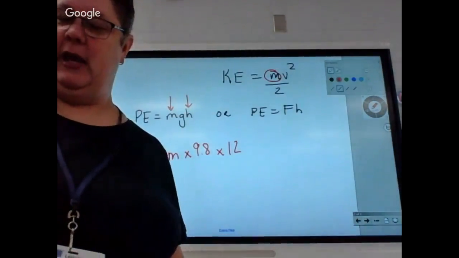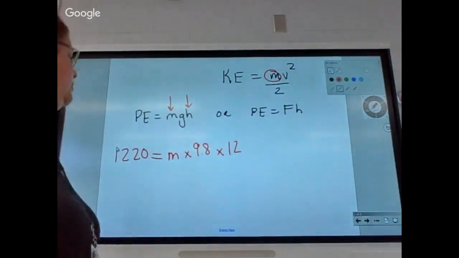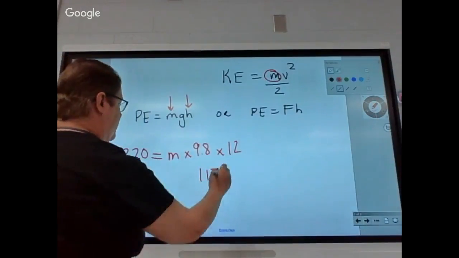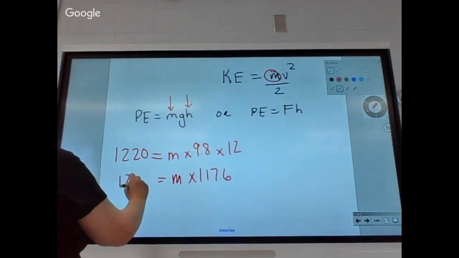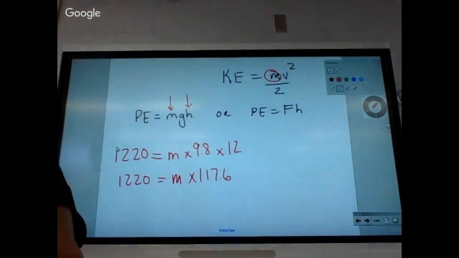That's called combining like terms in math class. Okay, so 12 times 9.8 is 117.6. So 117.6 times M equals 1,220. 1,220 divided by 117.6.